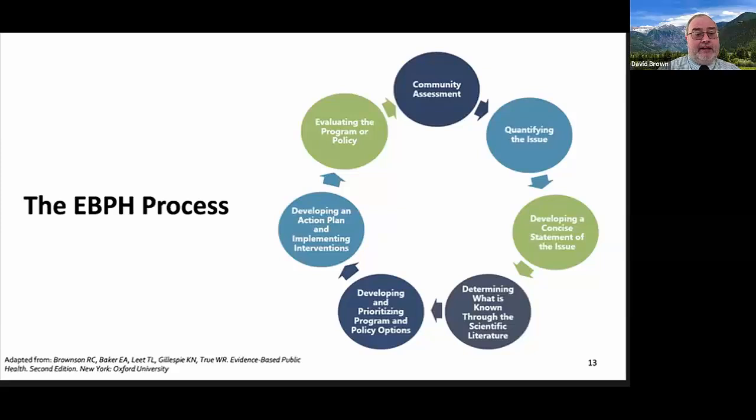Then we develop an action plan and implementation interventions. So again, we say, this is how it's going to be done. We're going to do it. We're going to get buy-in from people. We're going to really start implementing the program and seeing how it's going to work.